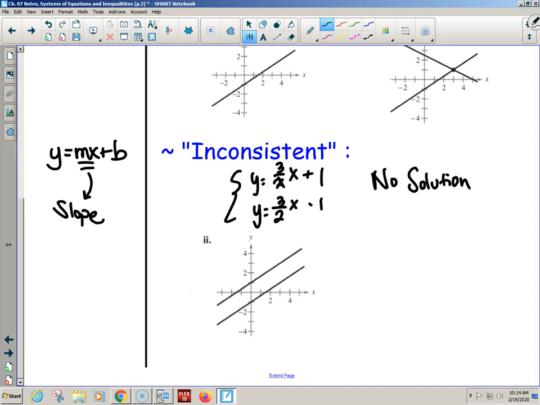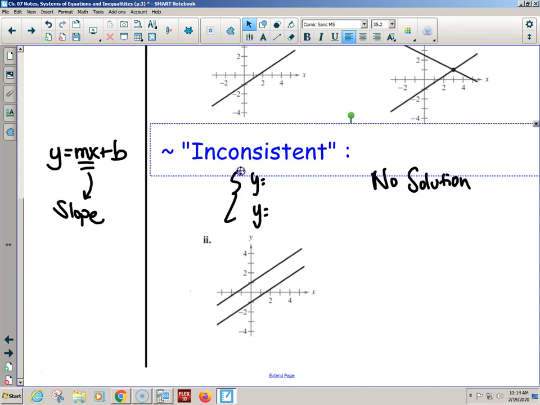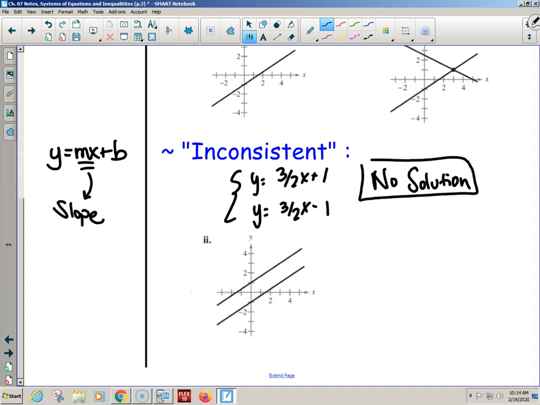So if you were to see this, you could go ahead and see, oh yeah, they are the same slope. If it's written in this form, it wouldn't have been that bad. But the problem is they're not going to give it to you in that form. They're not going to give it to you in the mx plus b form. So if we saw it like that, parallel, no solution.